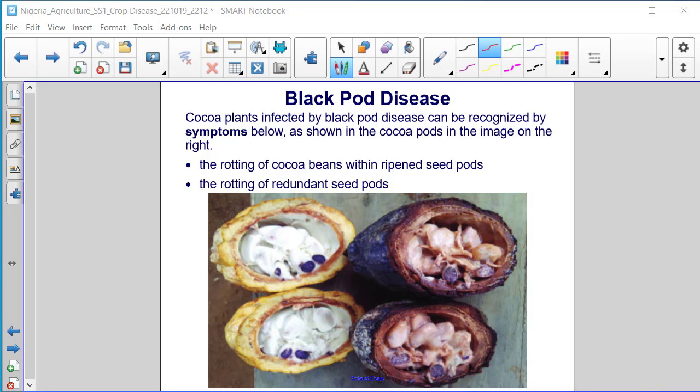Cocoa plants infected by black pod disease can be recognized by symptoms below, as shown in the cocoa pods in the image on the right: the rotting of cocoa beans within ripened seed pods and the rotting of redundant seed pods.